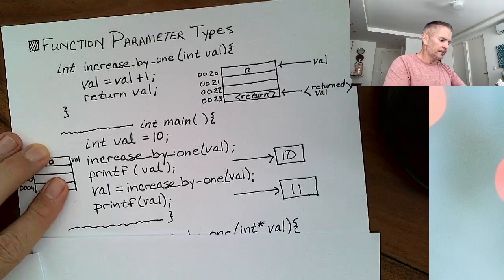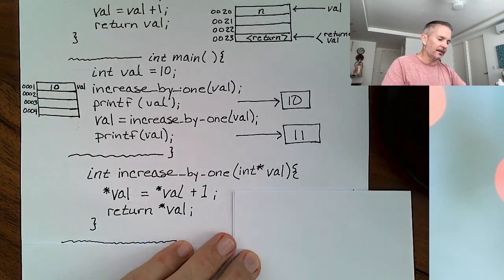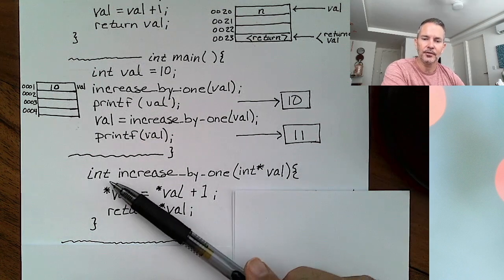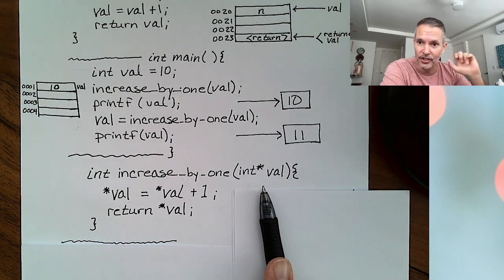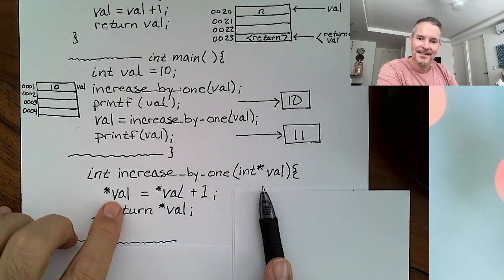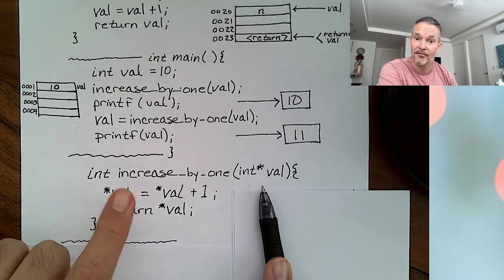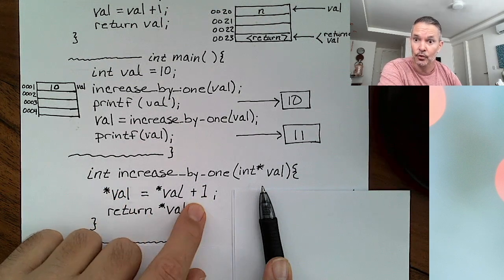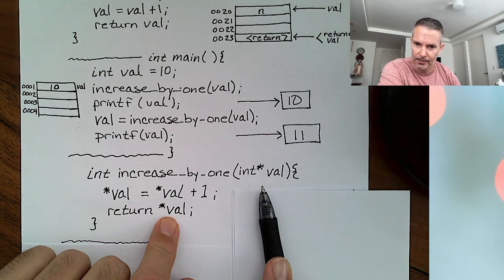So let me show you another example, another way that I could have defined the increase by 1 function. Again, I'm still going to return an integer, but now I'm going to define the parameter not as an integer, but as an integer pointer, a pointer to an integer. Then inside the function, I'm going to dereference the pointer. So I'm accessing the value that is stored at this memory, and I'm going to increment the value stored at the memory address by 1, and then I'm going to return the value stored in the memory from the function.